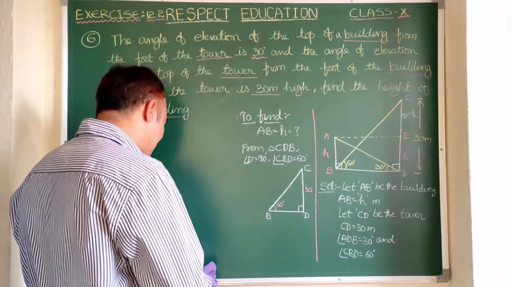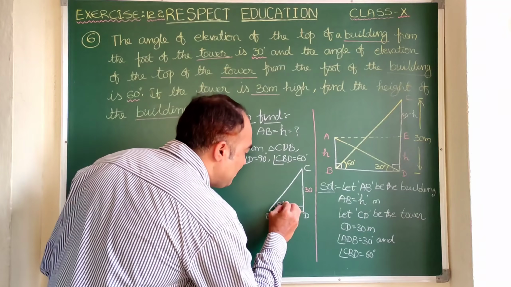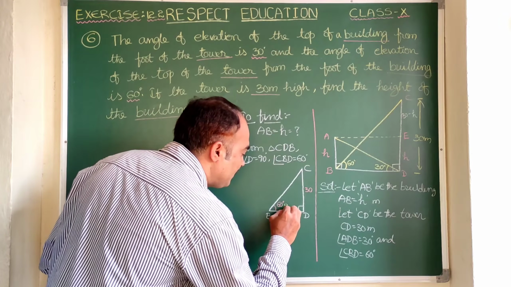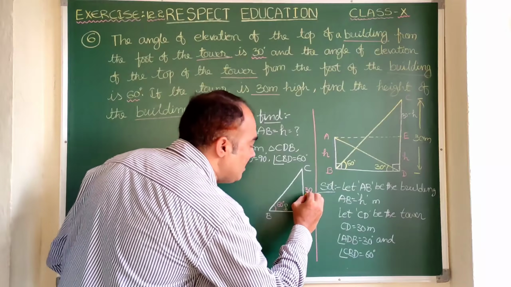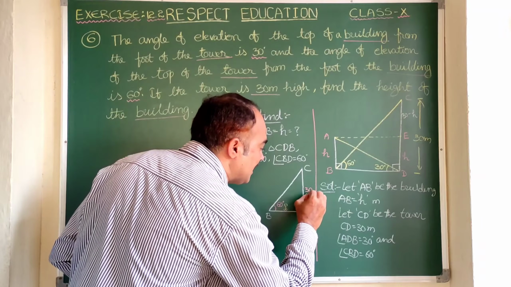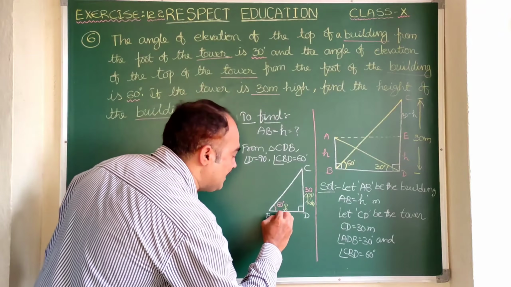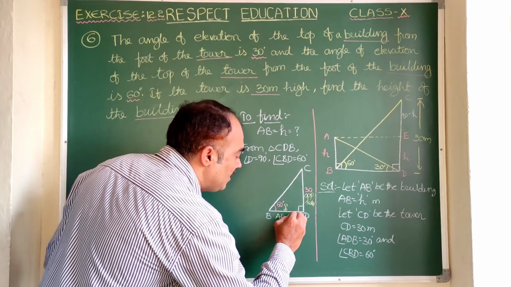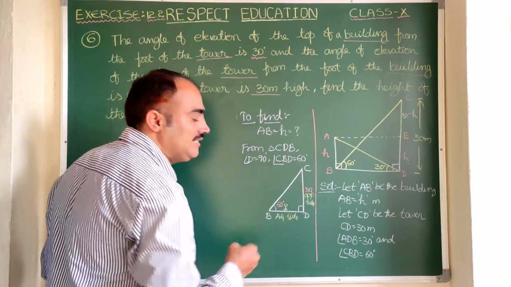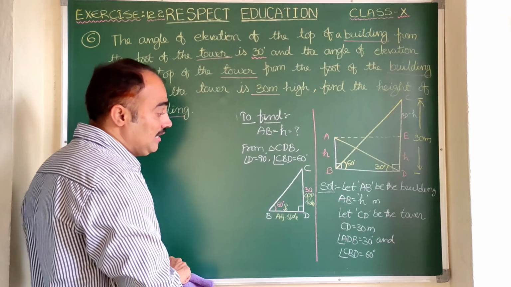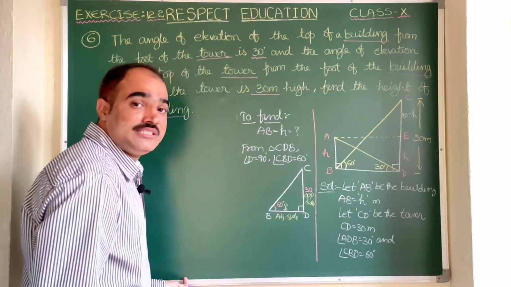Now let us assume that we are standing at 60 degrees. For us, CD will be the opposite side, which is 30, and BD is the adjacent side. Now in this case we are going to find the adjacent side, so the suitable trigonometric ratio is tan theta.